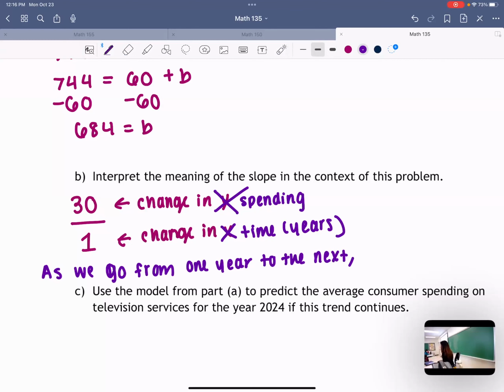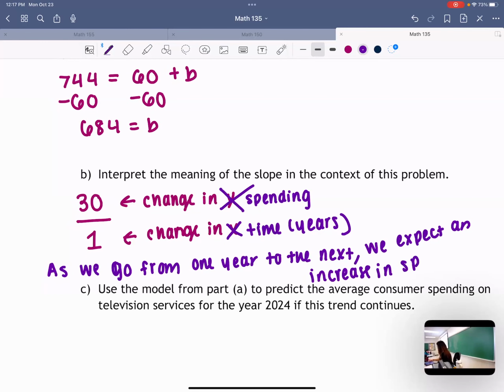Do you think we're going to increase in spending or decrease in spending? Well, is it positive or negative? Positive, right? So positive means increase. So we would expect an increase in spending, and this is telling us by $30. So that's basically what the slope means.